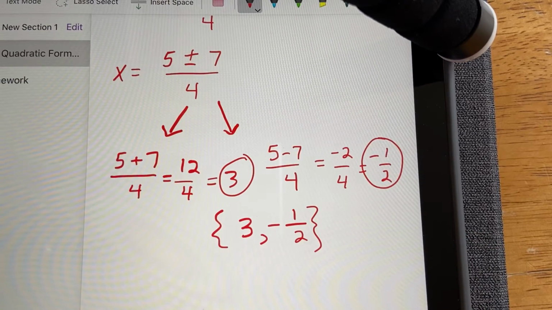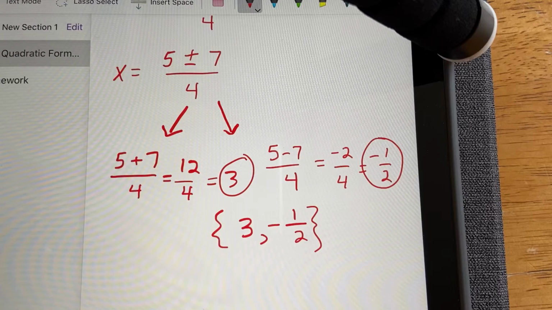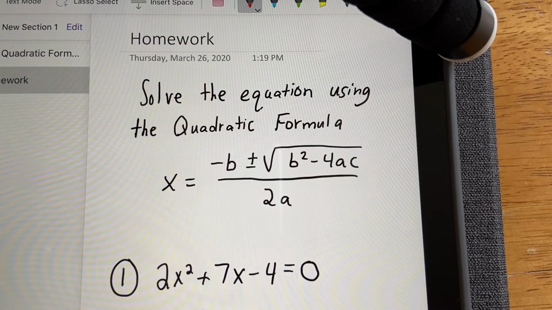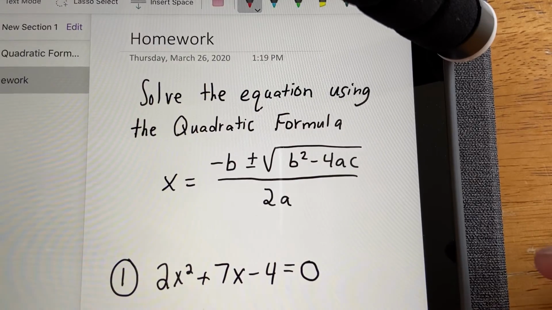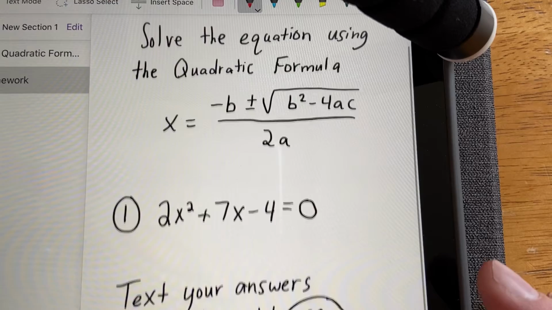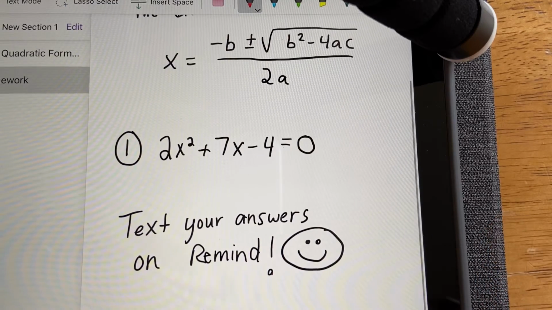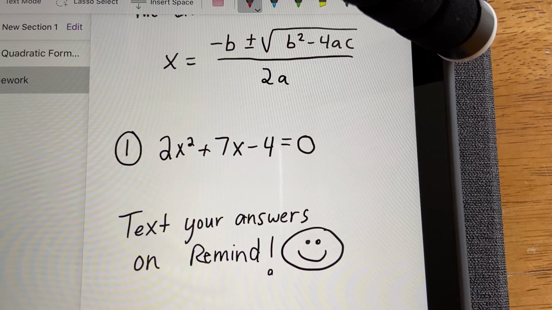I know that's a lot to digest. These problems are pretty big and they might be kind of confusing the first time you do one. So for your homework today, there's just going to be one problem. You're going to solve the quadratic equation using the quadratic formula. I put the formula here again for you, just in case you need it for quick reference. And there's our problem: 2x squared plus 7x minus 4 equals 0.